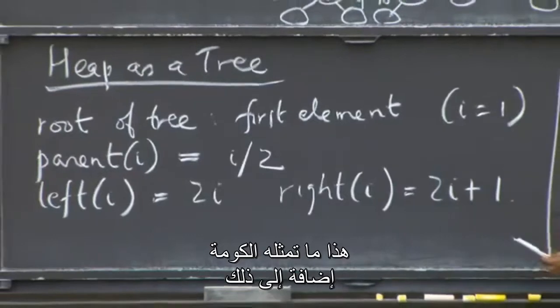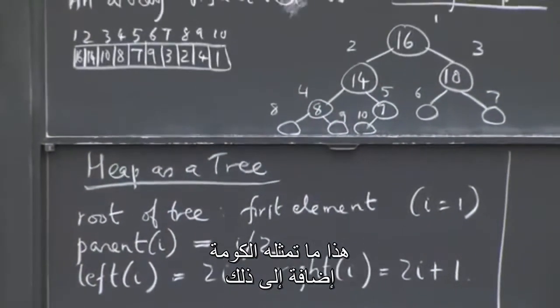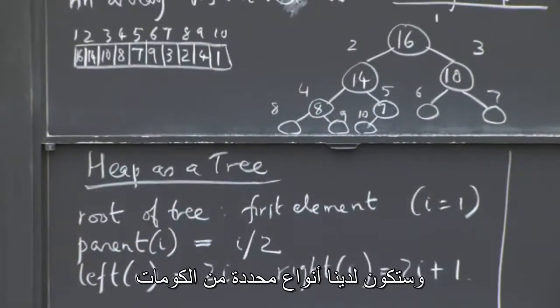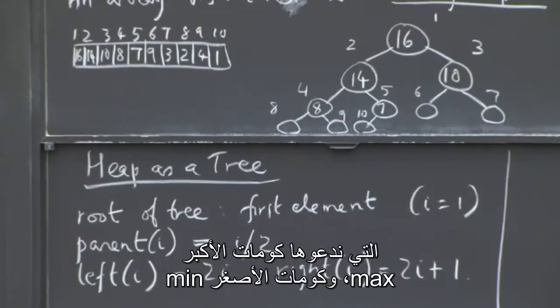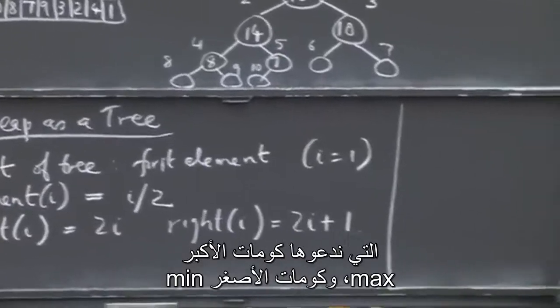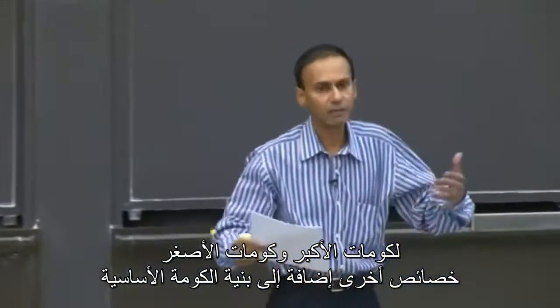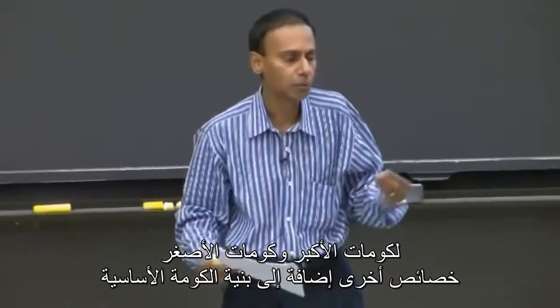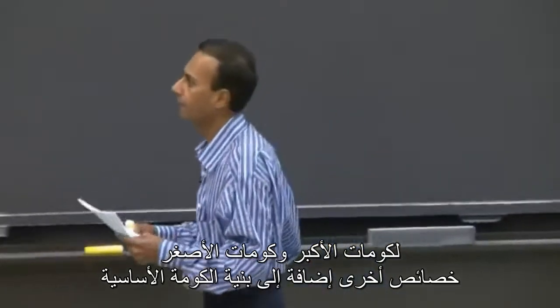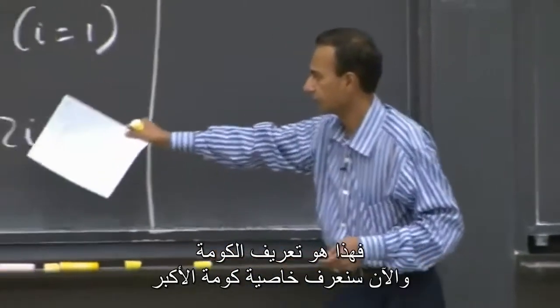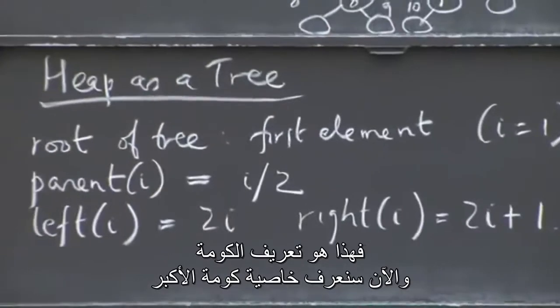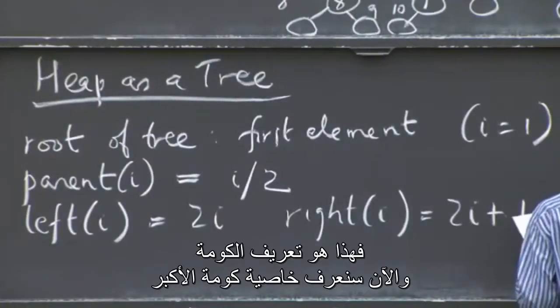Now, on top of that, this is just what a heap corresponds to. We're going to have particular types of heaps that we'll call max heaps and min heaps. And as you can imagine, max heaps and min heaps have additional properties on top of the basic heap structure. So this is essentially a definition of a heap. Now I'm going to define what the max heap property is.